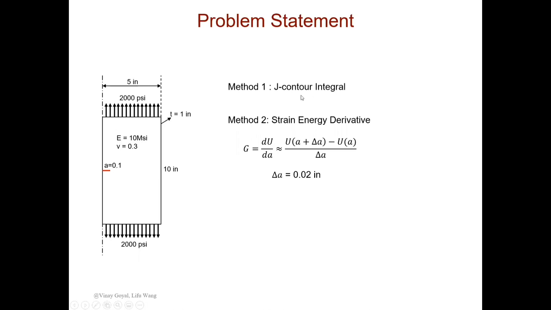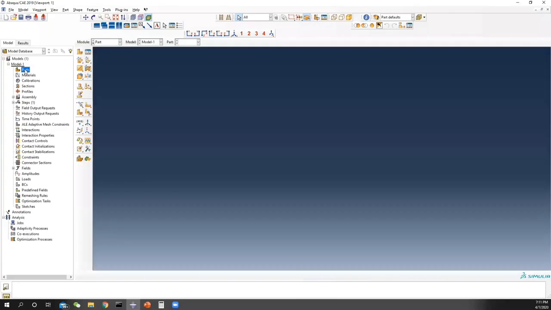And we're going to use two methods to obtain the energy release rate. First, by the J contour integral. The second method is by the strain energy derivative. So we roughly estimate the derivative by adding a small change of the crack and then computing the change of the total strain energy. And let's see how we apply the Abaqus analysis.